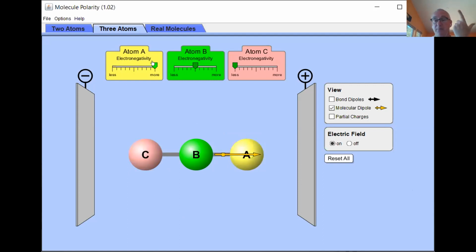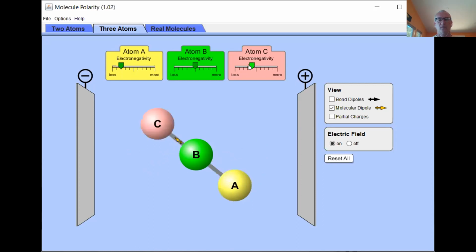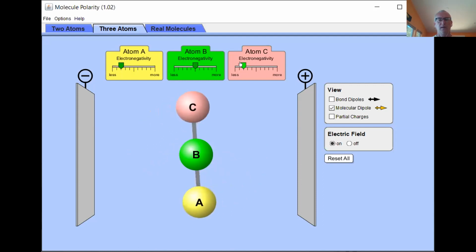And so A is going to be partially negative, and C is going to be partially positive. And so it orients itself. And if we make our original, where they were both lower, so now it doesn't have a molecular dipole.